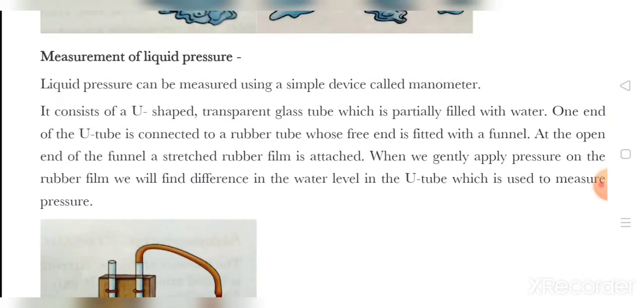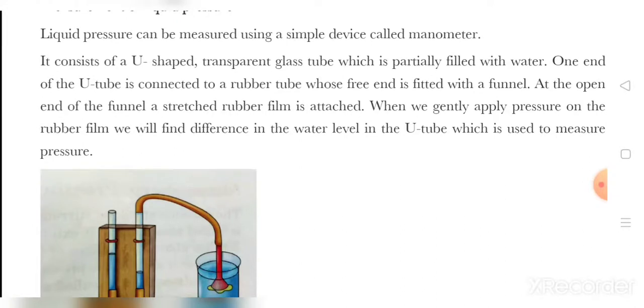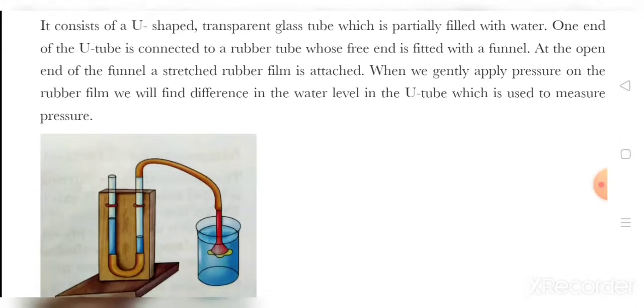Liquid pressure can be measured using a simple device called a manometer. It consists of a U-shaped transparent glass tube. You can see in the diagram, it is given in your book also. It contains a U-shaped transparent glass tube which is partially filled with water. You can see the water inside it. One end of the U-tube is connected to a rubber tube whose free end is fitted with a funnel.